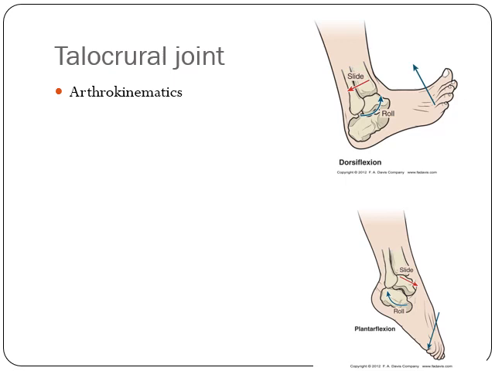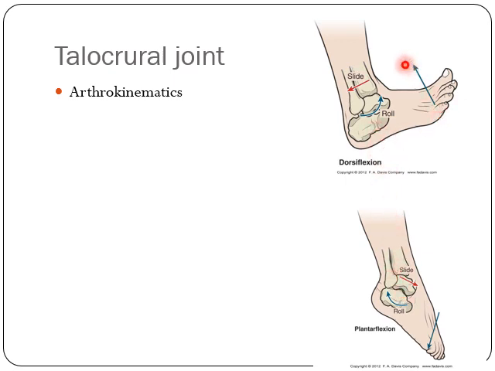With dorsiflexion, which we're looking at here, you have an anterior roll and a posterior slide. With plantar flexion, you have an anterior slide and a posterior roll. Okay, and you can see that. The picture demonstrates that really well.